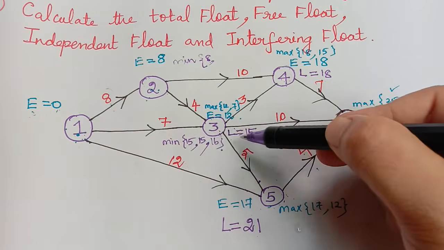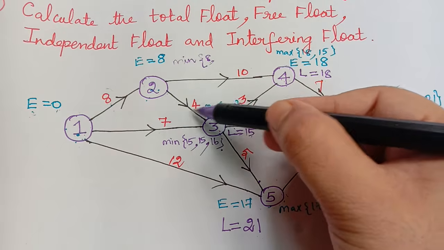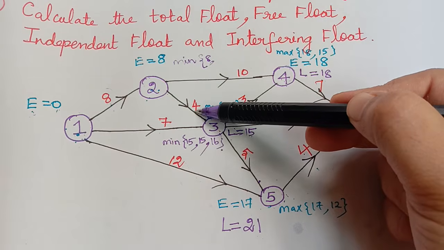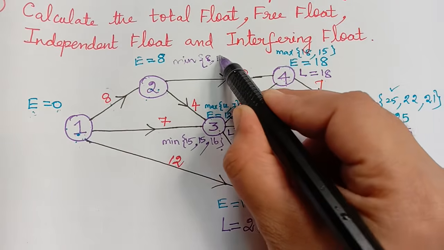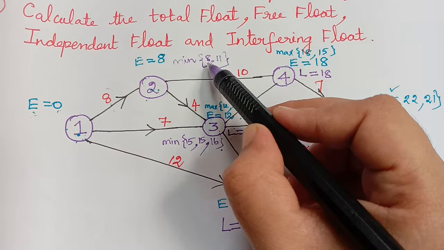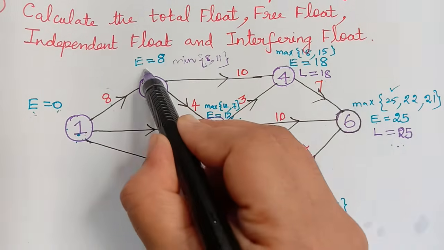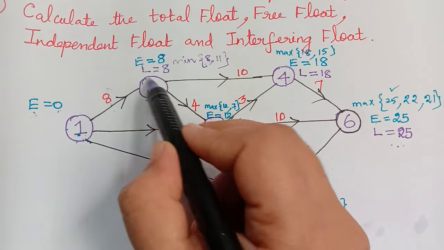And here what is L? It is 15. So 15 minus the duration, which is 4. So 15 minus 4 we have to do, and so here we get the value to be 11. So 11 we have to write here, because 15 minus 4 is 11. So which is minimum, 8 or 11? The minimum value is 8, and so therefore the value of L is equal to 8 for this event.